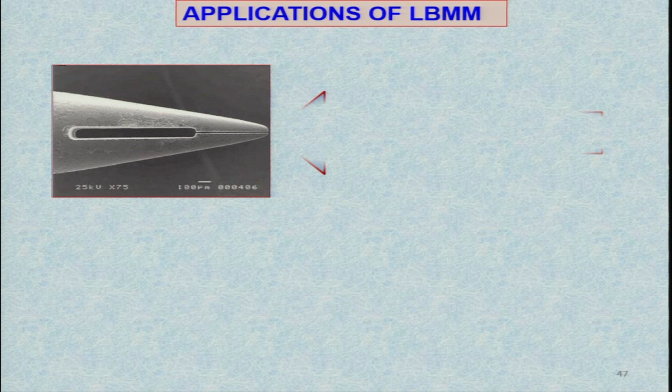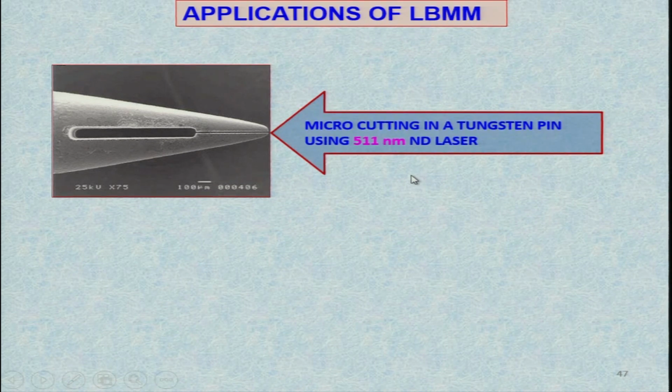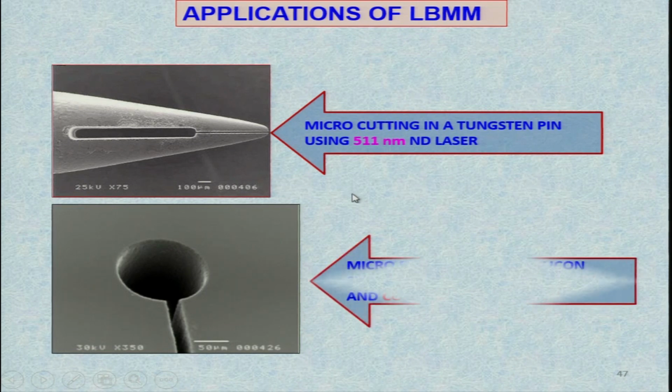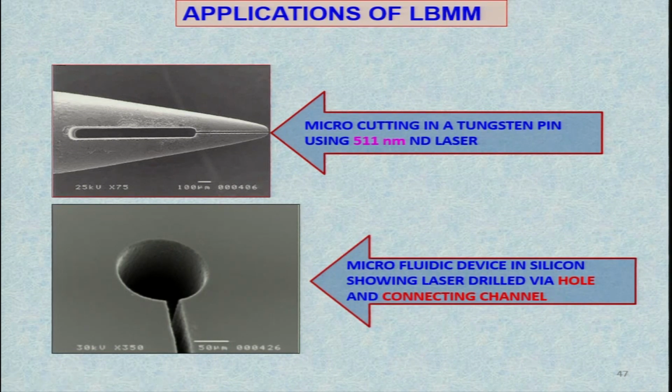Now, let us see, this is a micro cutting in a tungsten pin using a 511 nanometer Nd laser, and you can clearly see the sharpness of this cutting that has been made over here, and this has been done with the help of laser beam. Now, this is another application over here, a microfluidic device in silicon showing a laser drilled hole and connecting channels. So, you can see this is the hole and this is the connecting channel, and they have been drilled and machined with the help of the laser beam micro machining process.